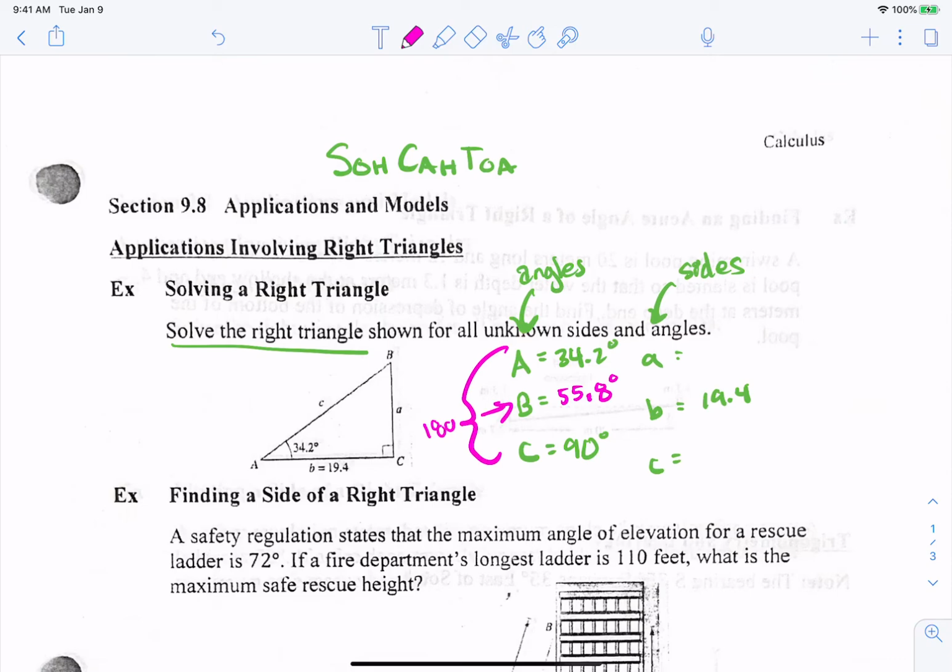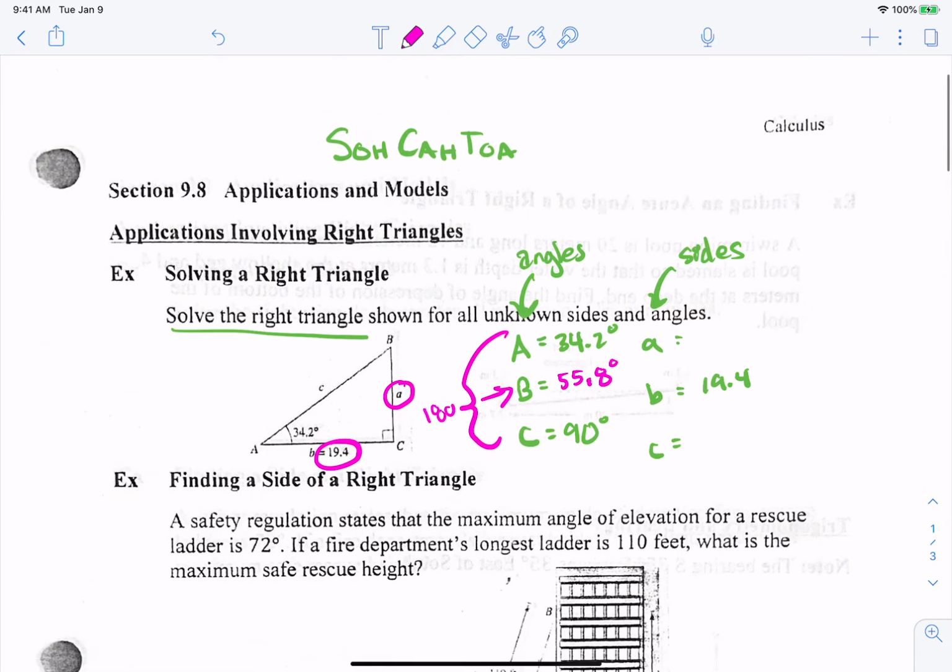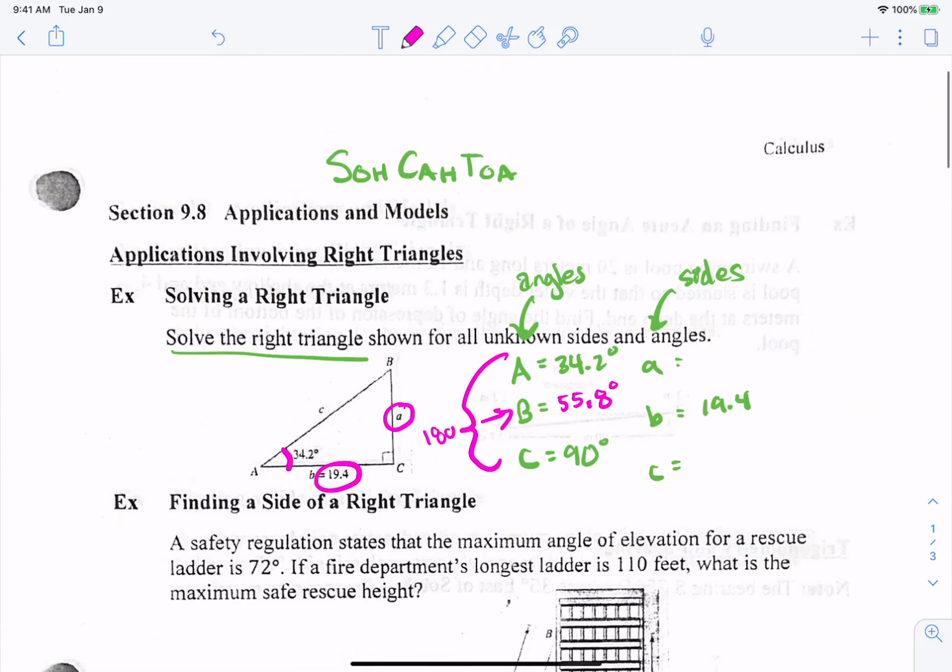Now, how do I find little a and little c? It's not that easy. I have to use sine, cosine, and tangent. For little a, I have to use a and one other side that I know, which is 19.4. Then let's pick an angle. I can use either 34.2 or 55.8. Never use the right angle, because then it won't work.